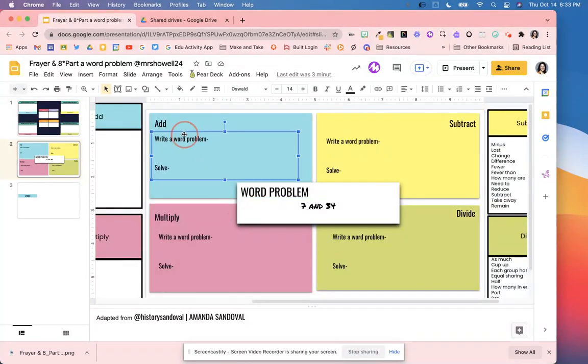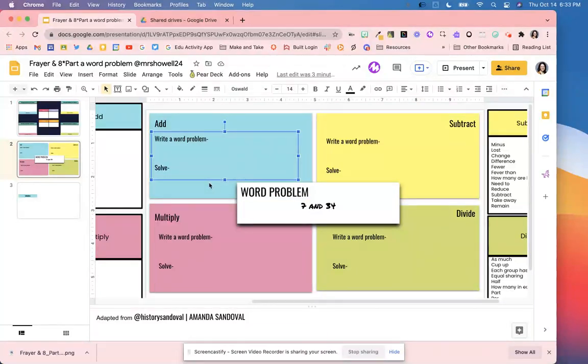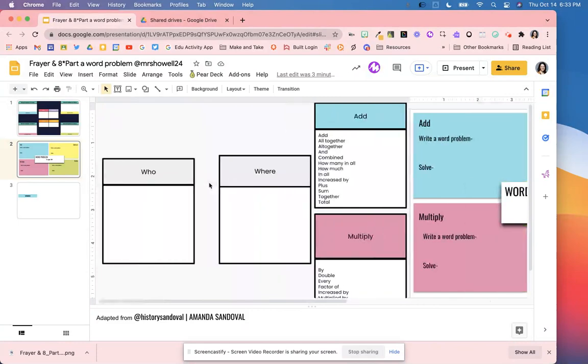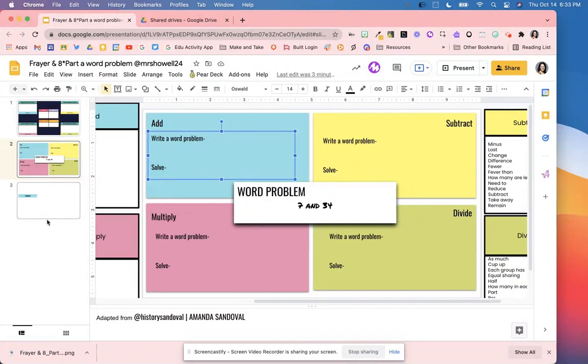So students would, again, create that word problem. Here's the numbers 7 and 34, and then they would have to solve it. So again, here's the cards, and they would have to use these 2 numbers that you provided to create a word problem and solve that word problem.